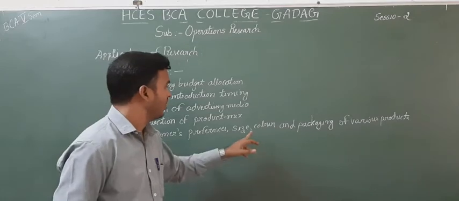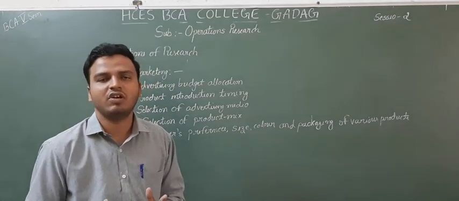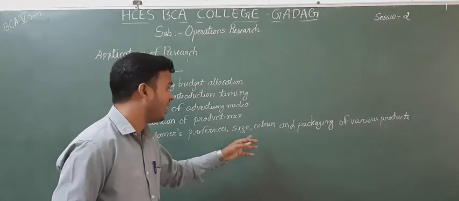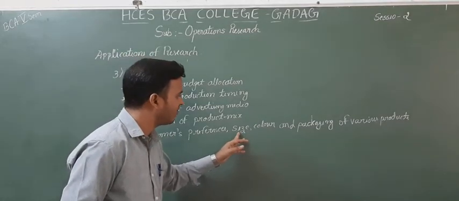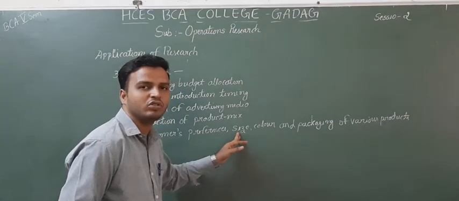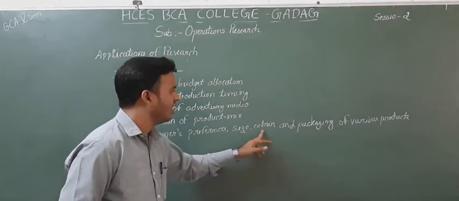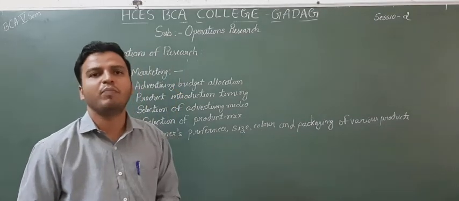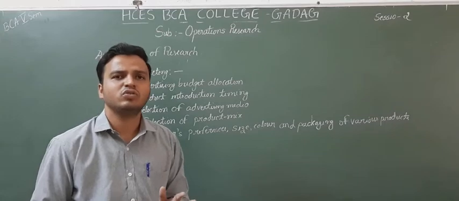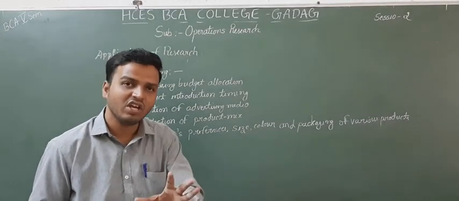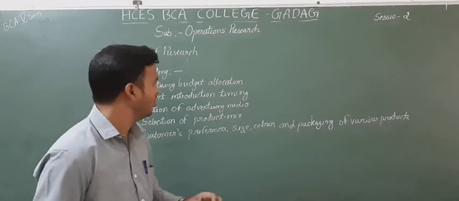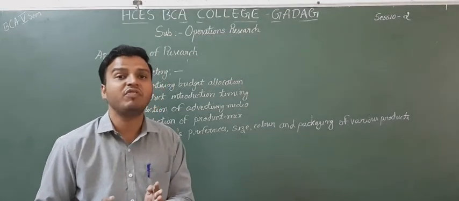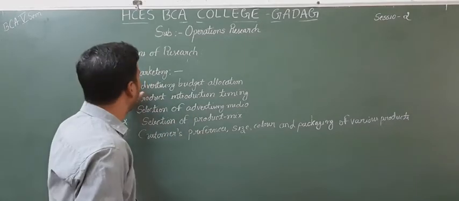Next, because various people are living in our society, and different people have different standards of living. On that standard of living, we have to produce the product size. Next, the color we have to select, and the packaging of various products. Packaging also should be in a unique way, which attracts our customers to buy a product. So these are the scientific techniques which are used in marketing.